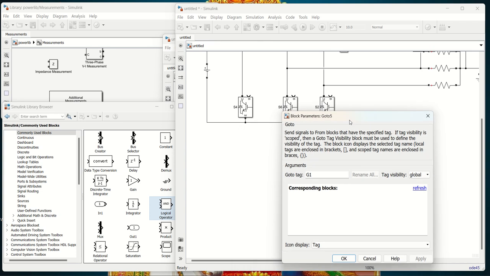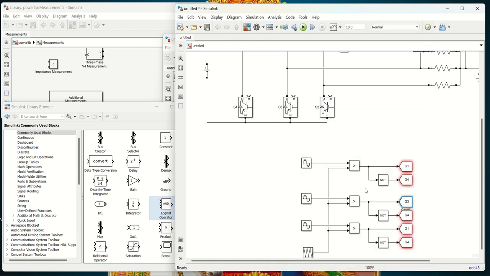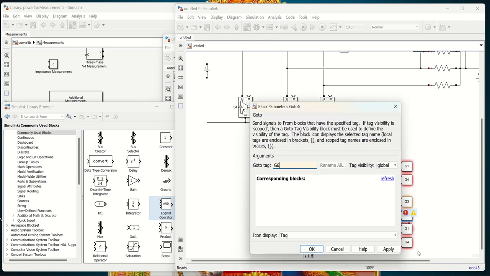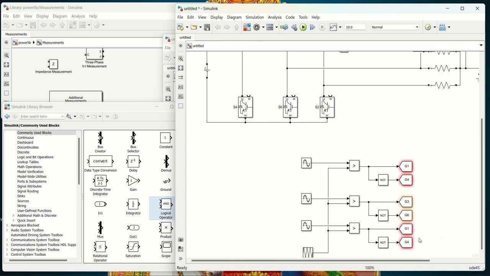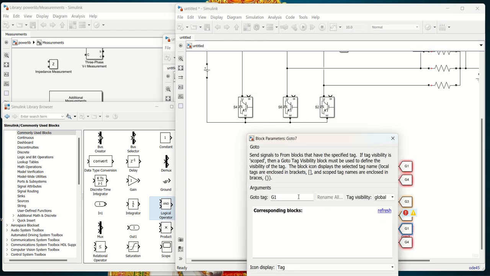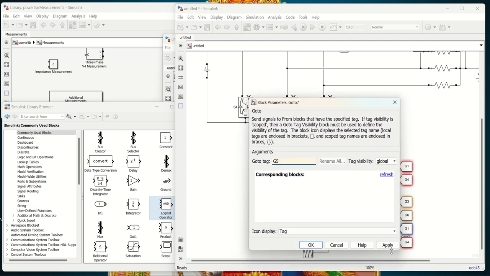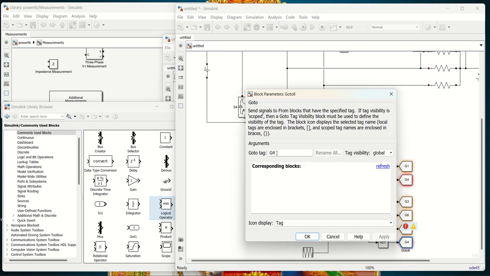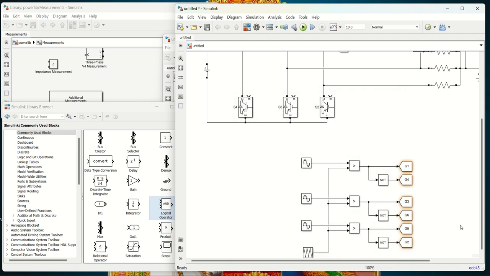This is for the B phase. B means this will be G3, and this will be G6. Apply. So now this will be G5. This will be G2. Apply. Fine. That's it.